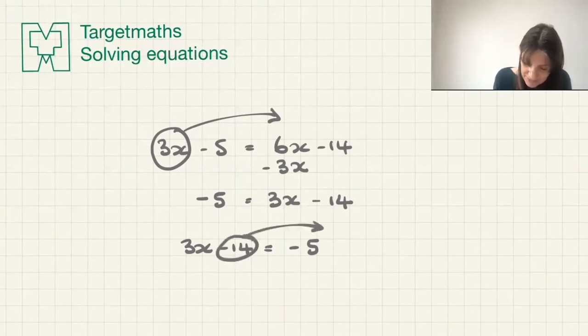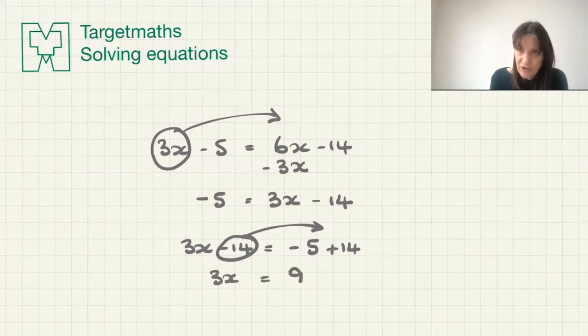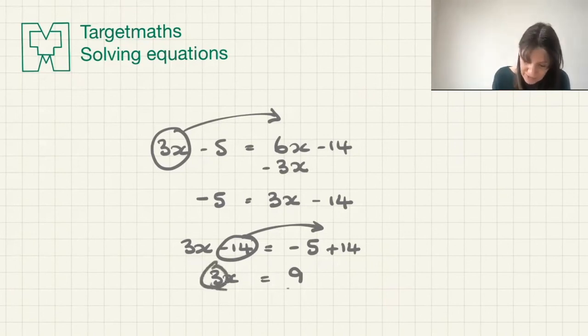So add 14 and you've got 3x equaling 9. It's very easy to go wrong by just going the wrong way on the number line. So if you do get some equations that are messing up for a reason, that could be one of the reasons. All right, divide through by 3 and you've got x equaling 3 as a final answer.